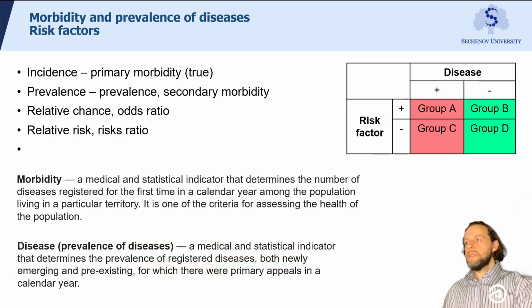And the specific metrics for medicine are morbidity. It's a medical and statistical indicator that determines the number of diseases registered for the first time in a calendar year among the population living in a particular territory. It's one of the criteria for assessing the health of the population. And disease level, a medical and statistical indicator that determines the prevalence of registered disease, both newly emerged and pre-existing, for which there were primary appeals in a calendar year.